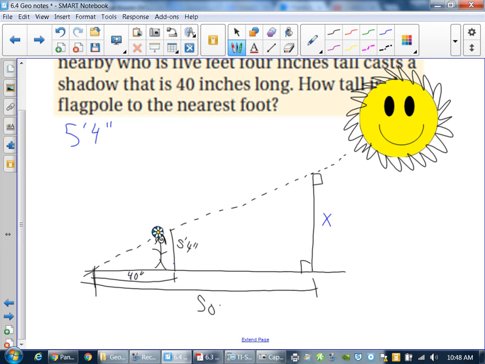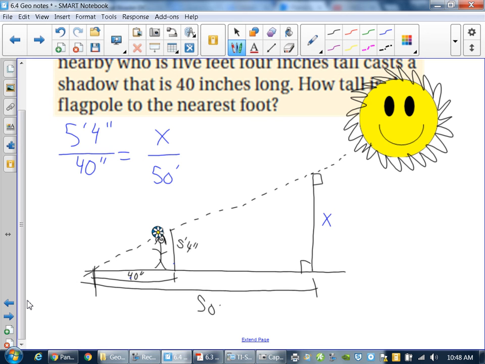5'4" to shadow is height to shadow. But the trick is, notice that we're in two different units of measure. We have feet, we have inches, and we have feet and inches. What is the easiest one to do? Convert up or convert down? Down. It's always easier to convert down.